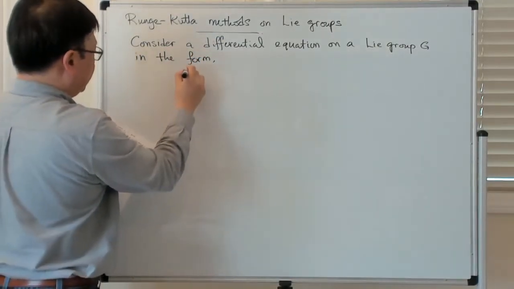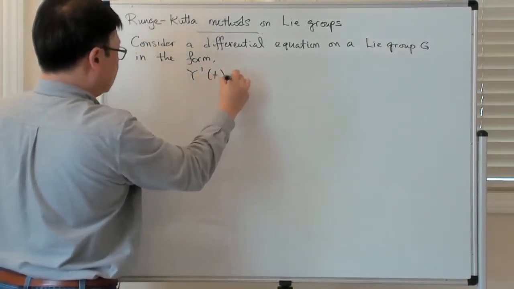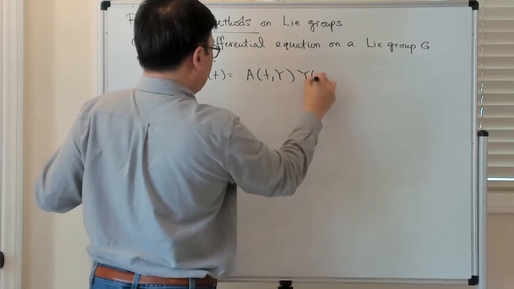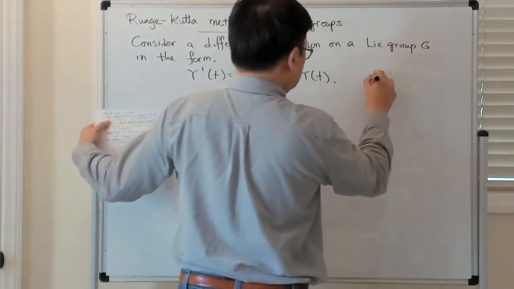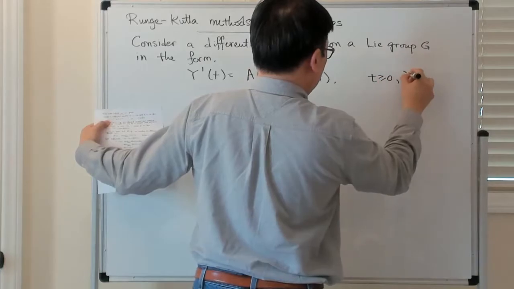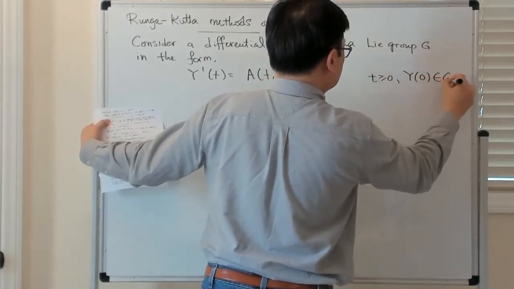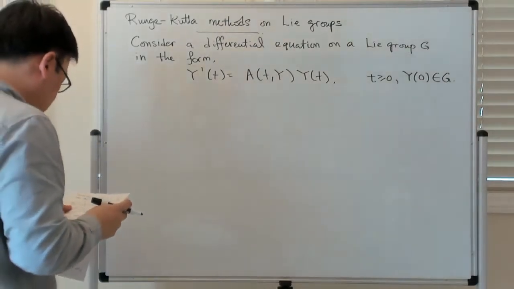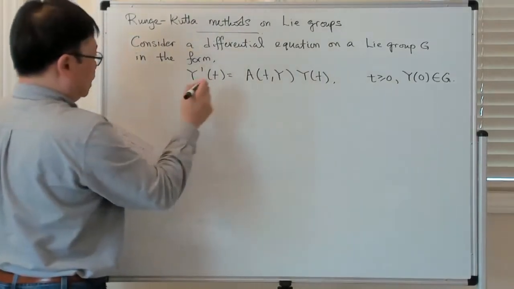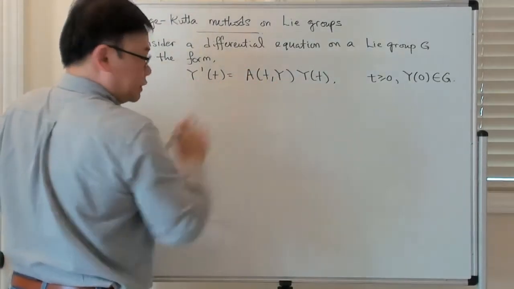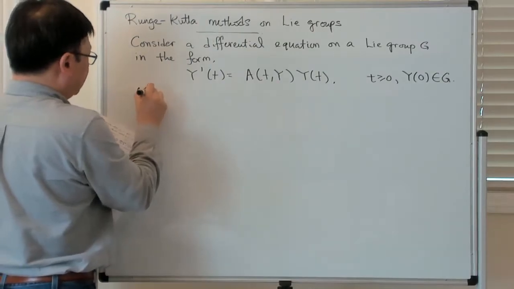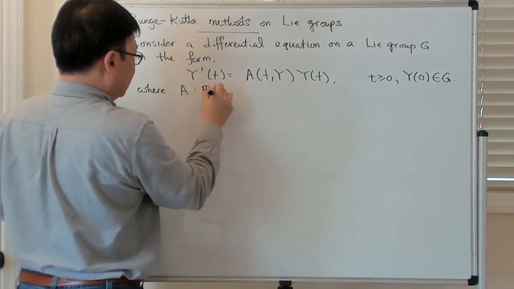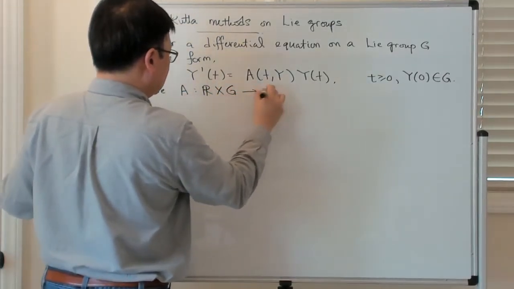So let's say that we have y prime of t is equal to A of t, y times y of t, for t greater than or equal to 0, and y at time 0 is on the group. Okay, so you want this to represent a flow which stays on the Lie group, and you can guarantee that by having some constraints on what A is. So A is a map from the reals, which is time, across the group to the Lie algebra.